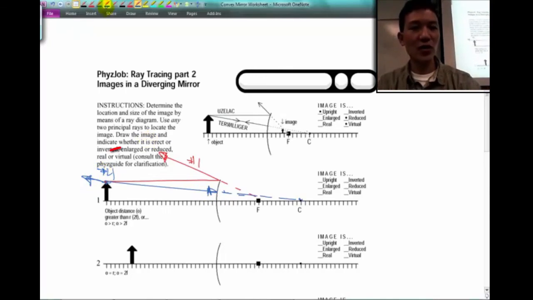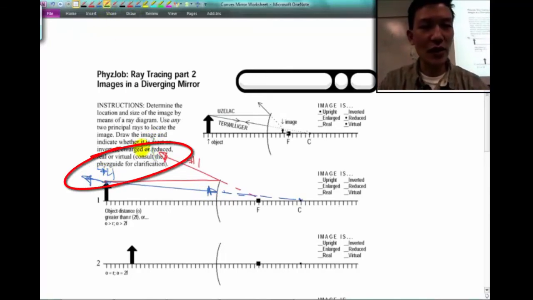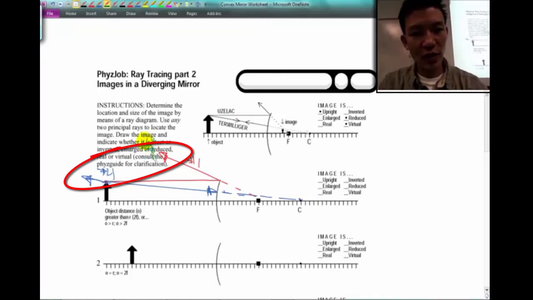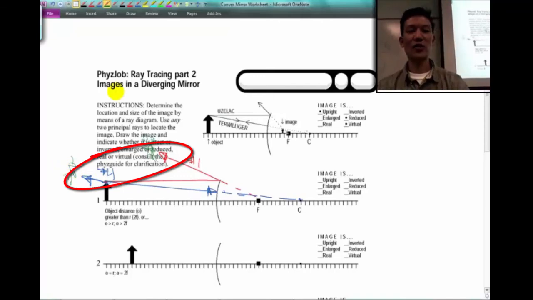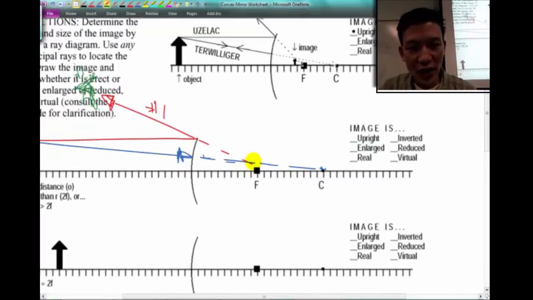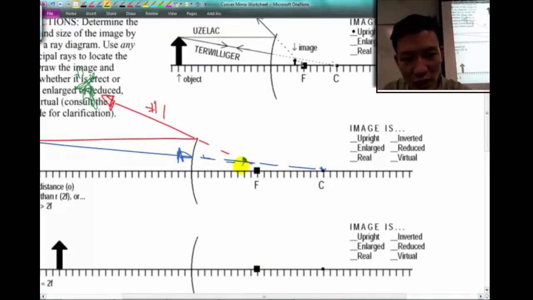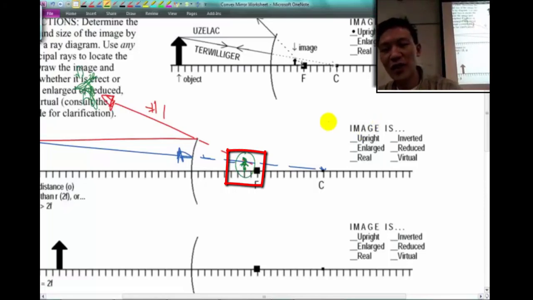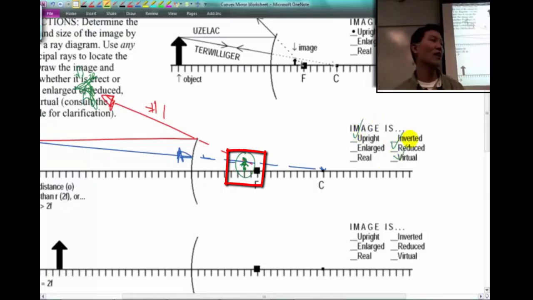And notice, do these rays of light come together? Do they converge? Or do they spread out? I'm trying to draw an eyeball here. Your eye sees reflected light. Are they coming together? Or are they spreading out? They're spreading out. So as far as your eye is concerned, light travels in a straight line. So if you extend the two reflected rays backwards to where they cross, X marks the spot. And notice we're getting a little tiny midget arrow that is upright, reduced, and virtual. So in fact, you will always get an upright, reduced virtual image on a convex mirror.